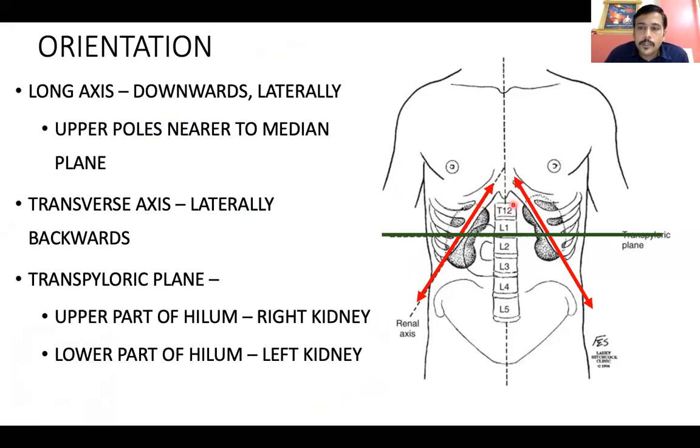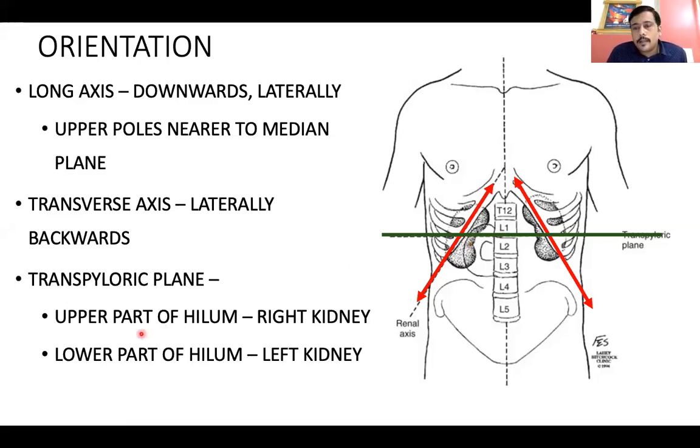Both the upper poles are lying close to the median plane, and the transverse axis of the kidney is placed laterally backwards. So this particular information is very important.